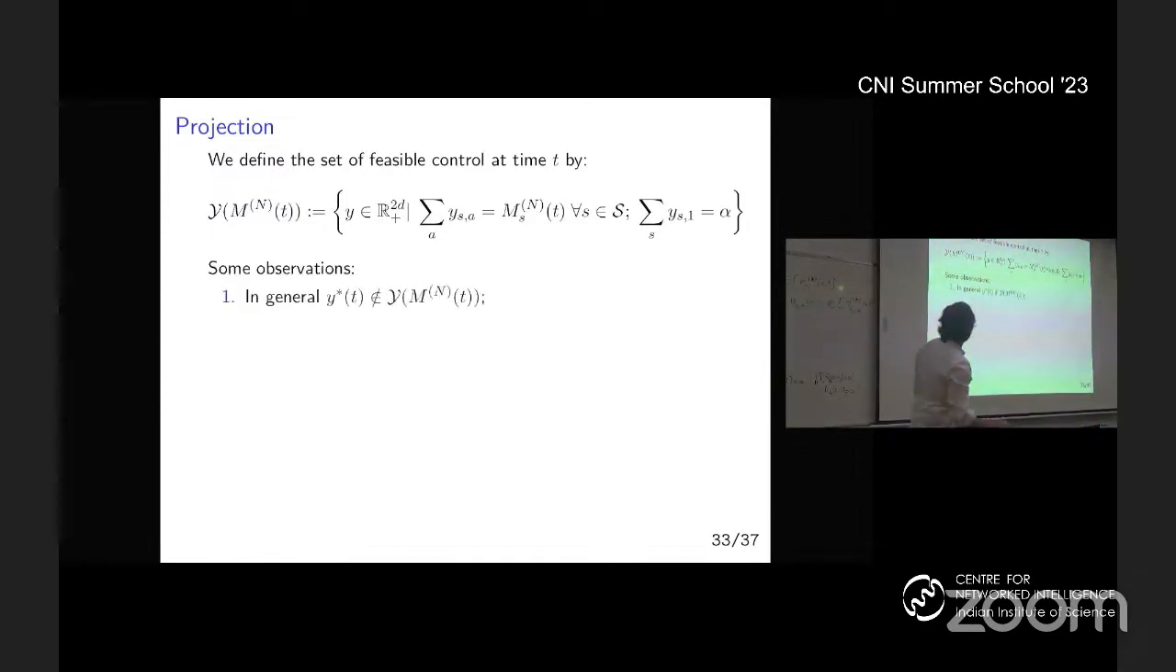And let's have some observation. Y star of T is the solution of the LP. D is the size of the state. Exactly, I'm sorry, it's a good point. So let's say that Y star, the active proportion, should be equal to alpha or smaller or equal to alpha, right?